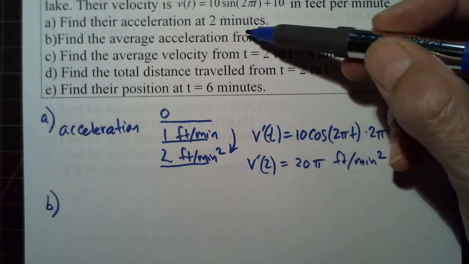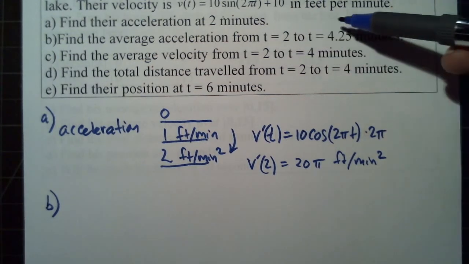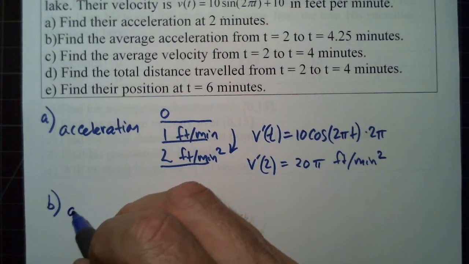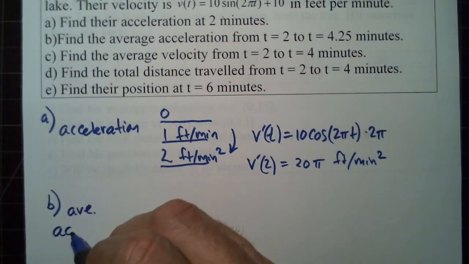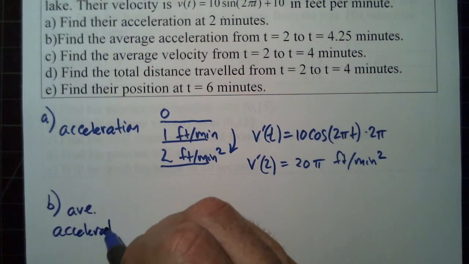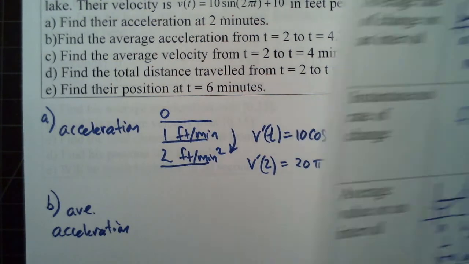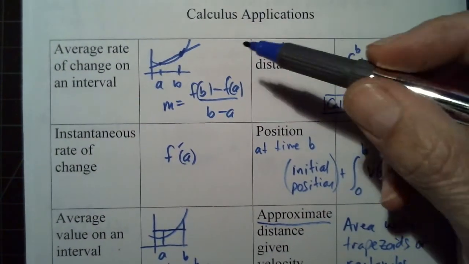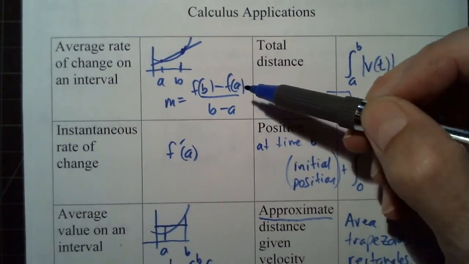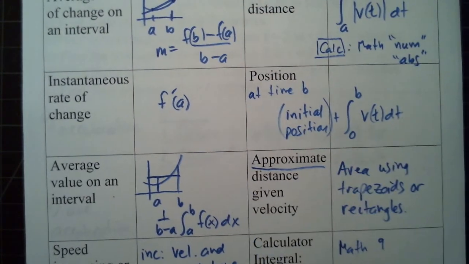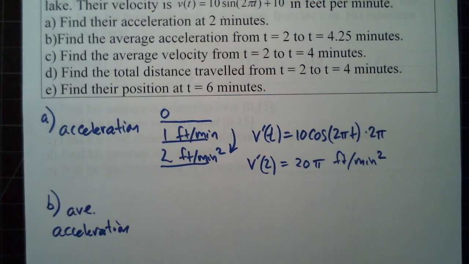Okay, find the average acceleration from 2 to 4.25 minutes. Average acceleration. So keyword, average acceleration. Now we saw average rate. Average rate is a slope. Average value is an integral. And this is how we can tell which one to use.